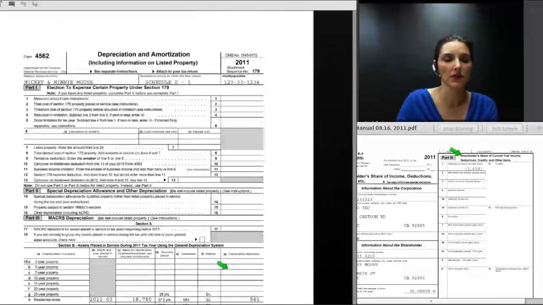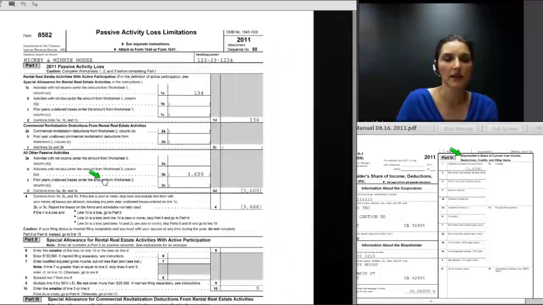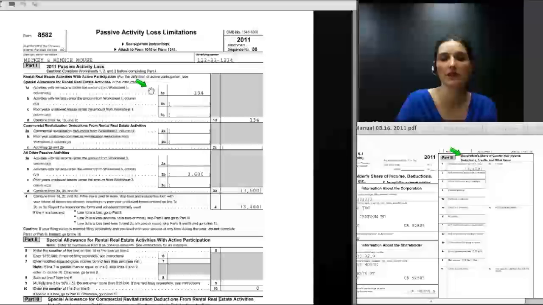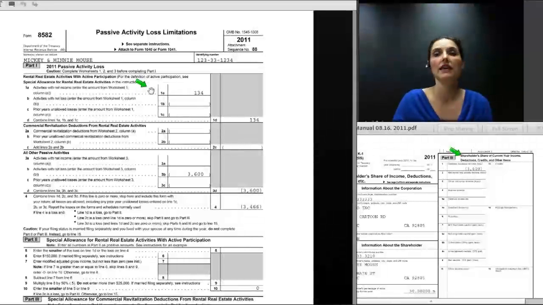So, of course, we need to go over to the passive activity loss limit form, Form 8582, and on it we need to enter income from the passive activity. That's $134 of income from renting the room to Goofy. And then on line 3B, we enter the loss from passive activities, and that's a $3,600 loss that goes on line 3B. Therefore, we're going to have a $3,466 carry forward to 2012 and $134 of passive loss that will be allowed for the year.